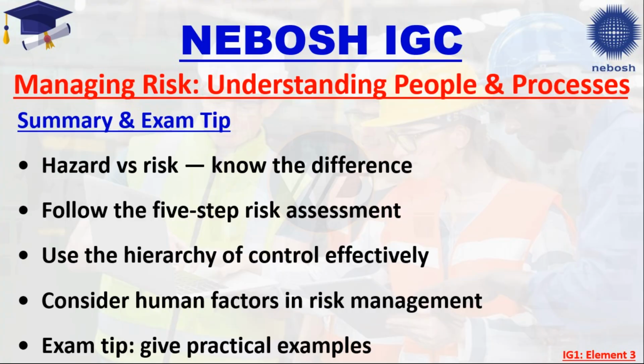10. Summary and exam tip. To summarize, always distinguish between hazards and risks. Use the 5-step process for risk assessments and make sure controls follow the hierarchy, aiming as high as possible. Never forget the human factor. People's skills, attitudes, and work conditions all influence safety. In the exam, practical examples are essential. If asked about hierarchy of control, for example, don't just list the levels. Give a workplace example for each.